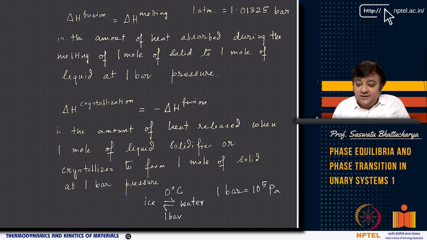At 0 degrees Celsius and 1 bar pressure, water can exist in the solid state as well as in the liquid state, right? Both are in equilibrium. Ice and water are in equilibrium, and that means their free energies are equal. Now in such a case, ice can transform to water or water can transform to ice. There is no spontaneous transformation from ice to water or water to ice.